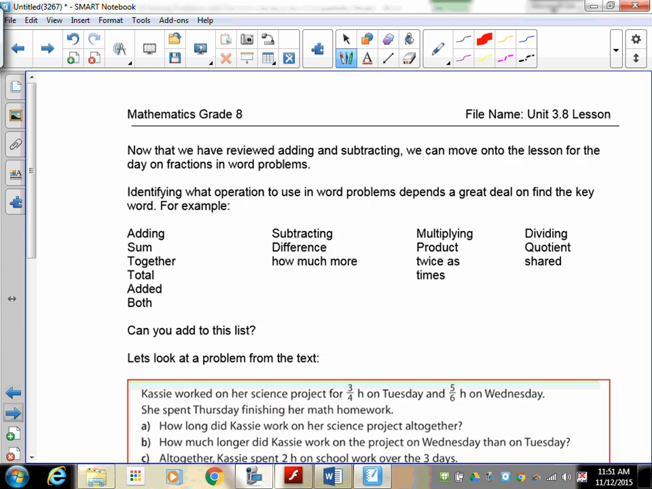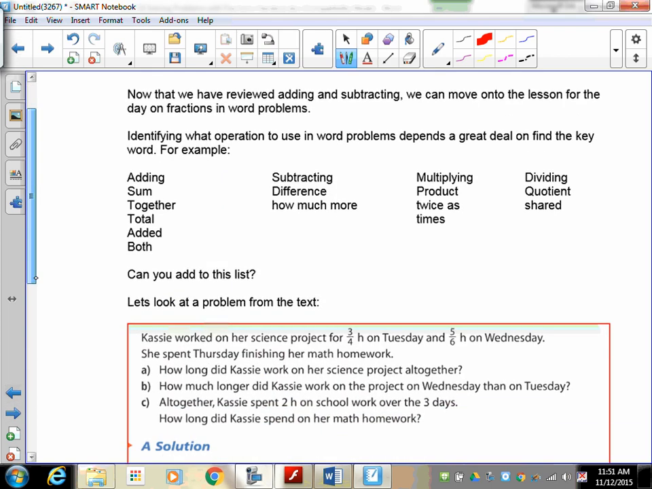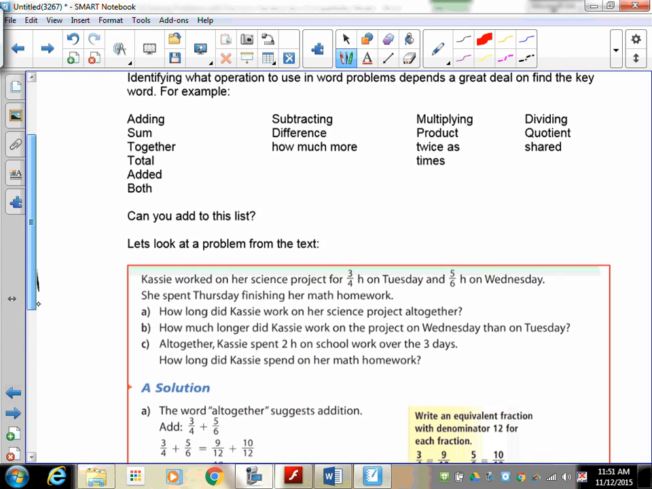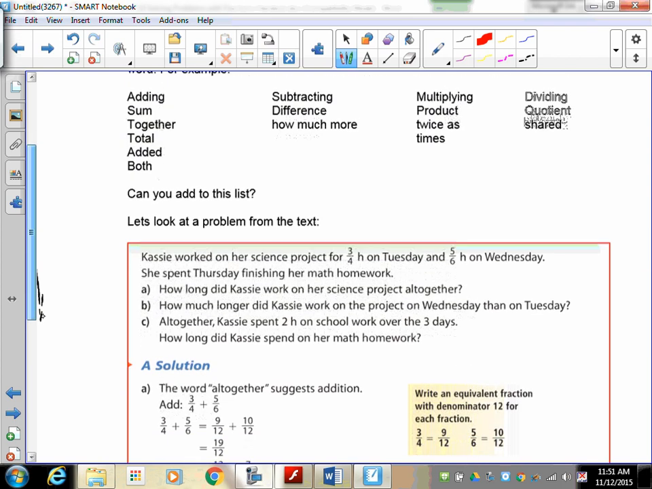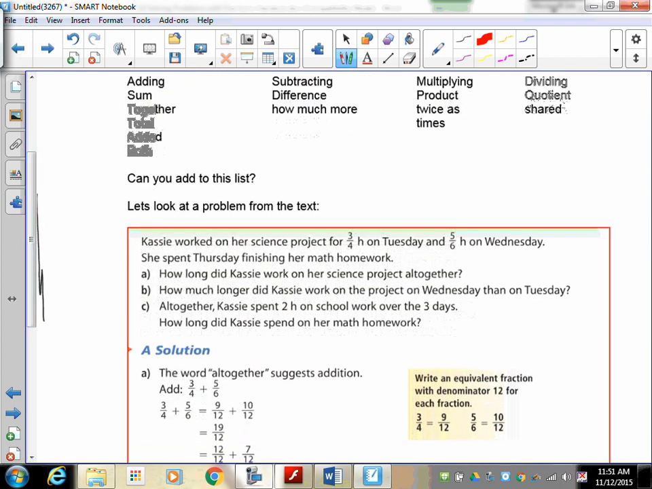So let's go on to the part of the lesson. That was review. If you have any trouble with what we did, I need you to go back and review it until you can add and subtract fractions without any difficulties. Now let's go on to the lesson part of what we're supposed to be doing. This is the new stuff.